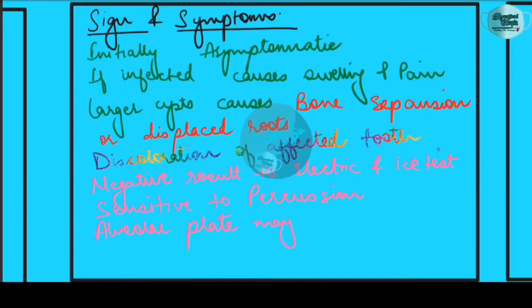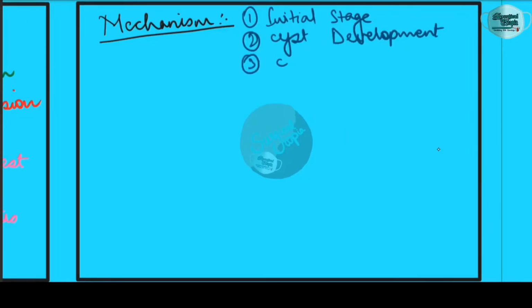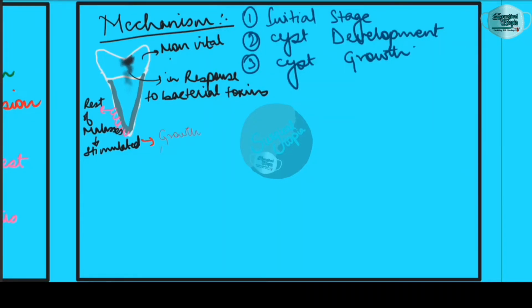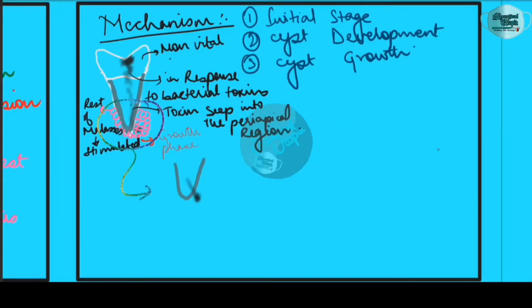Moving forward to the mechanism of cyst development, there are three stages. The first one is the initial stage, then cyst developmental stage, and then cystic growth stage. In the initial stage, the epithelial cells from the rests of Malassez at the apex of roots of a non-vital tooth become stimulated due to the body's inflammatory response to bacterial endotoxins infecting the pulp or as a direct response to necrotic pulp tissue, and therefore re-enter the growth phase. The byproducts of the bacterial growth then are able to seep into the periapical region through the infected pulp.